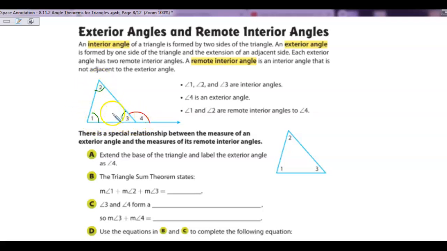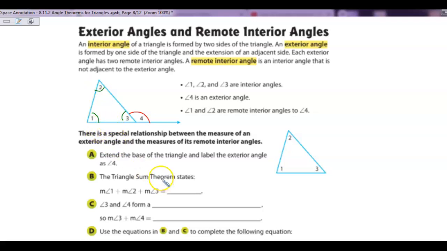They are remote because they are further away. It's an interior angle that's not adjacent to, so not connecting to, the exterior angle. They are on opposite sides of it. So when I'm talking about a remote interior angle to angle 4, I could be talking about angle 1 and also angle 2.